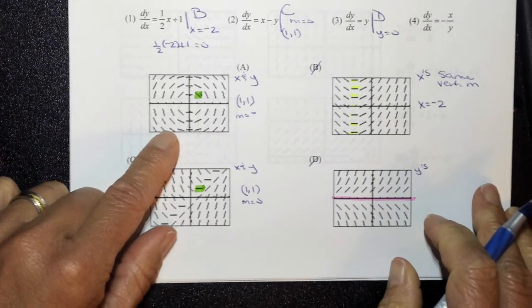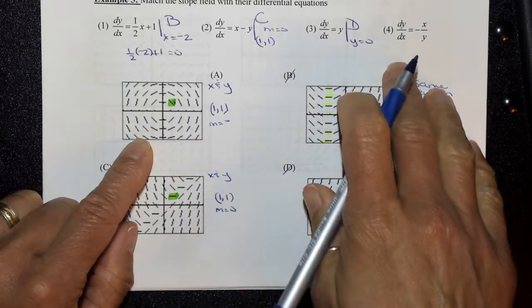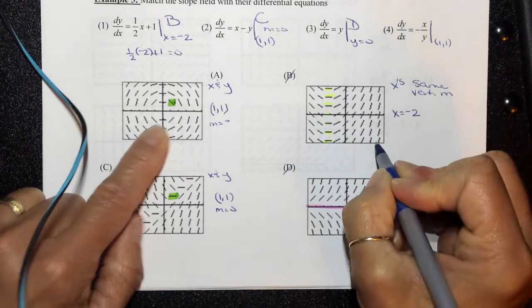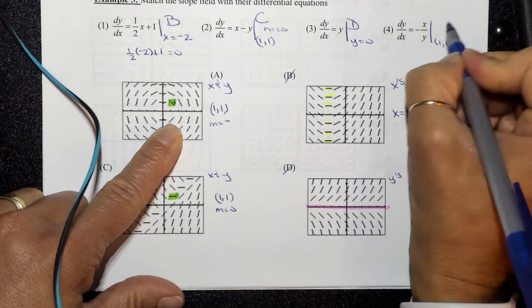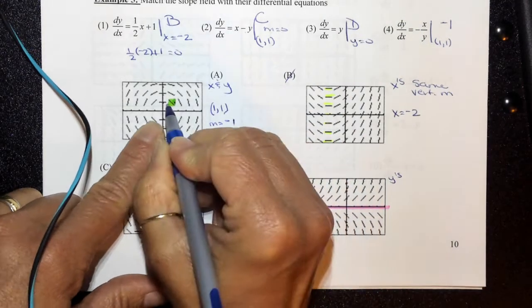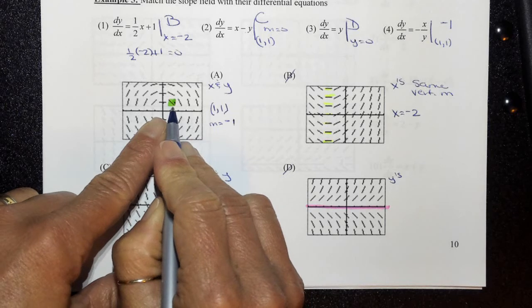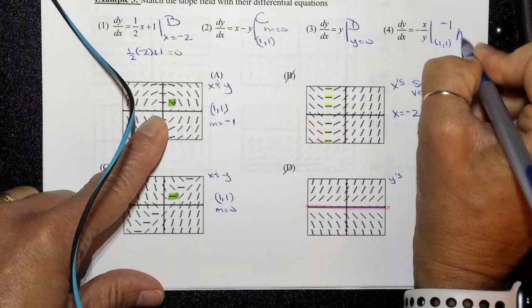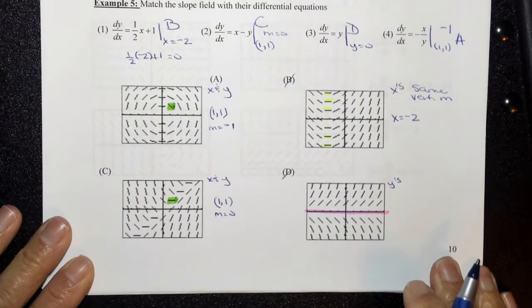Now I just want to verify that this is a, and to show you, had I plugged into this first, evaluate when we have 1, 1. When I plug in 1, this becomes -1. So actually this was a slope of -1. Remember I speculated that this looks like it could be -1. So that means this is A. And that is the best way for you to do that.